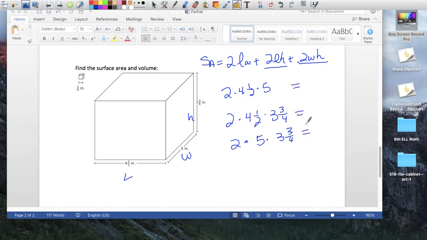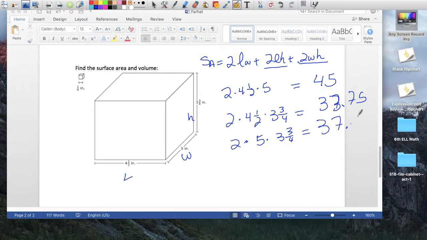Let's find out what each is. The first one is 2 times 4.5 times 5. That gives us 45. The second one is 2 times 4.5 times 3.75, and that's going to give us 33.75. And the last one, 2 times 5 times 3.75, is 37.5.